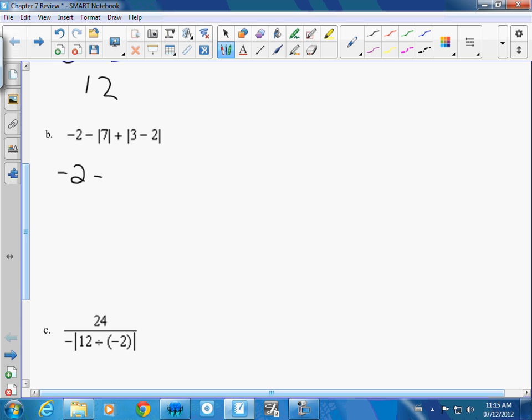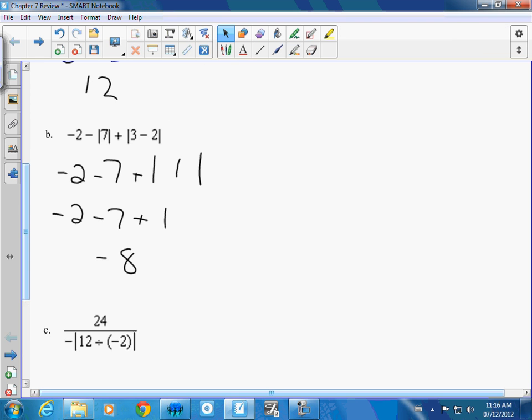What's the absolute value of 7? 7. What's 3 minus 2? 1. No, it's positive 1. So negative 2 minus 7 plus 1. What do you do next? Yeah, so what do you do? What do you get? This is negative 9 plus this is negative 8. There we go. Okay. These shouldn't take long, guys.